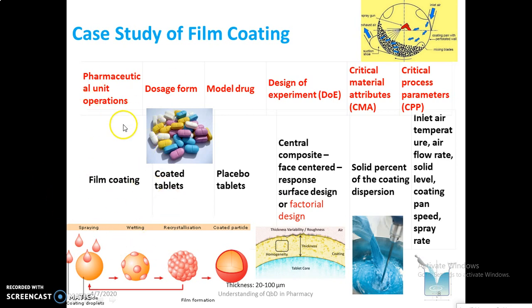You have to apply the film coating on that particular tablet. It's a placebo tablet. All of you know film coating is mostly used to protect moisture-sensitive and pH-sensitive drugs. Which drugs are pH sensitive and moisture sensitive? Mostly with film coating, we use some polymer for that.